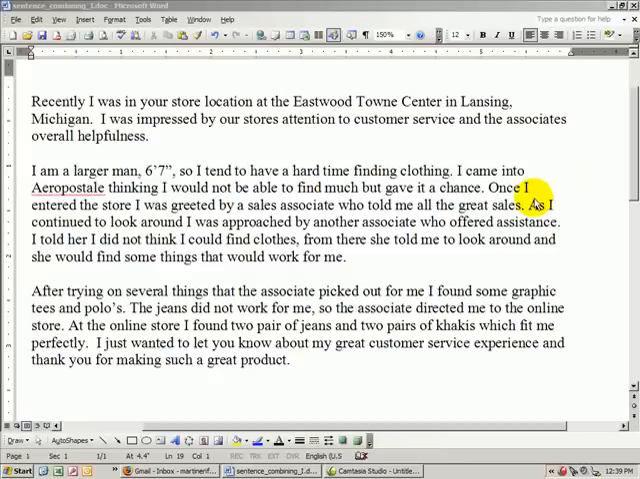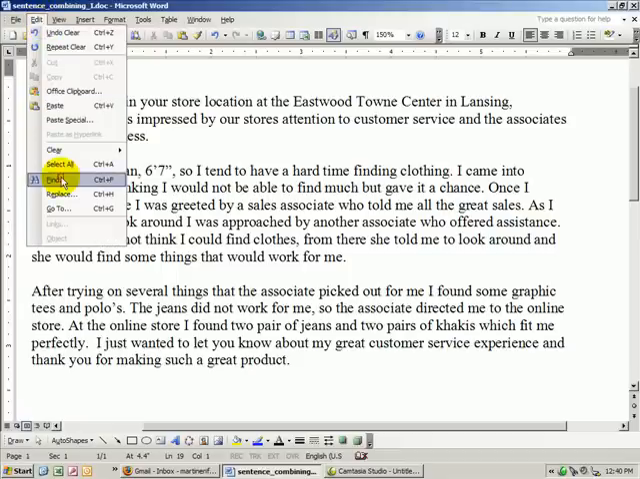Okay, so the one thing that I noticed about this sample from a letter that a student wrote was that there was a lot of the word I in it, which is okay to use, but when you use it all the time, or any word, it can get to be really monotonous. So if you're looking through your writing and you see that there's a word that's appearing a lot, if you're using Word, you can go to Edit, Find.